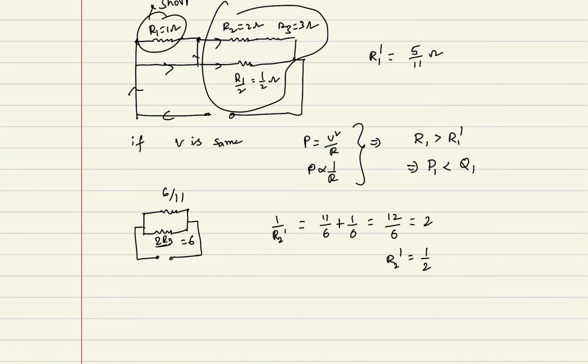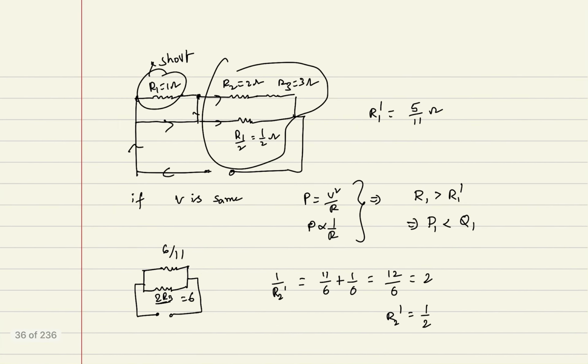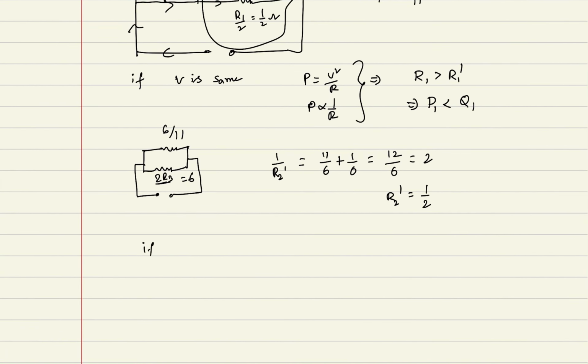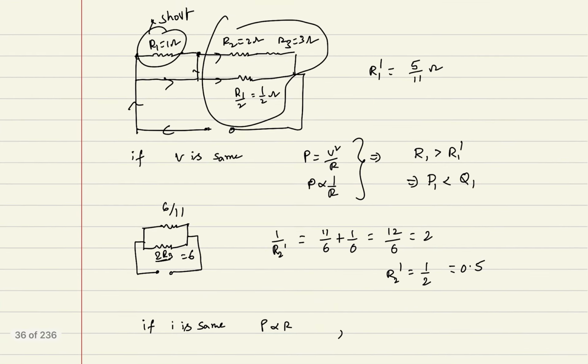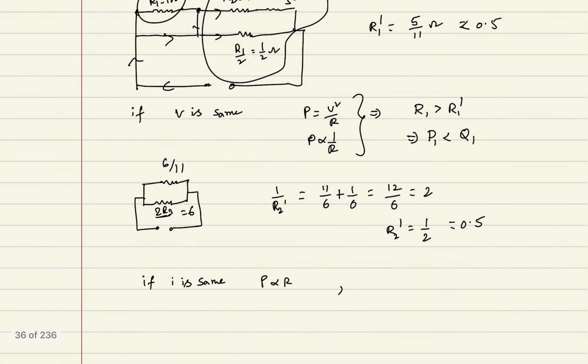Now again you see which one is more here. According to the question, they are asking that earlier 2 ampere is connected. If 2 ampere is connected, if I is the same, power is directly proportional to R. We can see here this value is 0.5, and this value is less than 0.5. So we can write R2 dash is greater than R1 dash.